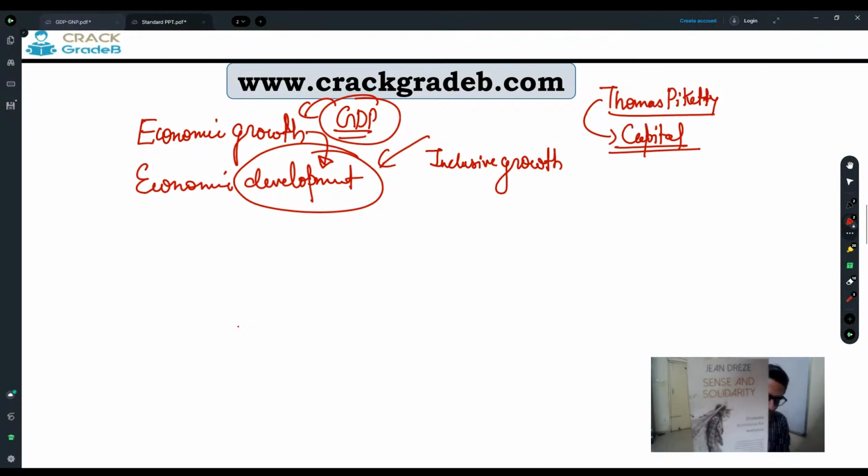Written by Jean Dreze. In this book, Sense and Solidarity, Jholawala Economics for India, you will find the real picture of how income is being generated, to what level huge income is generated in India, but it is not reaching the people who are in need.